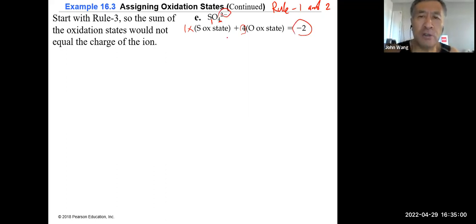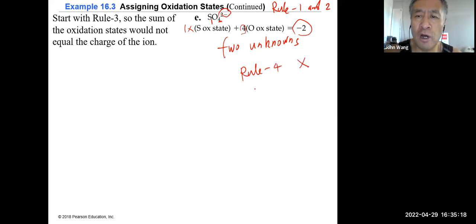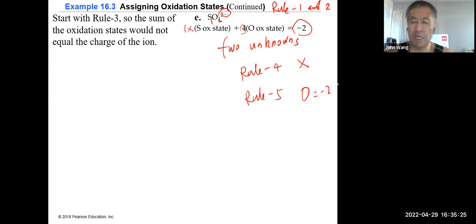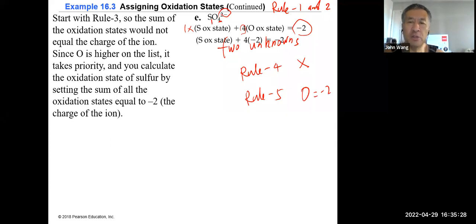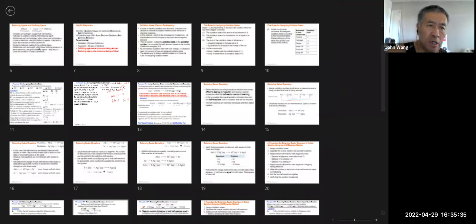Again, there are two unknowns, so we don't know the oxidation state of sulfur, and we don't know the oxidation state of oxygen. Then we continue with the other rules. Rule 4, no answer, no help. Then rule 5, we get O is -2. Then we will come back and put -2 in this equation we get from, sorry, where are we?